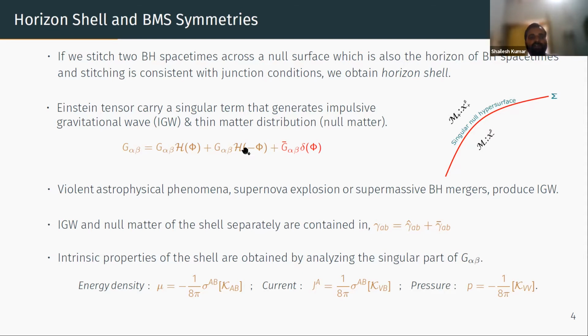These physical phenomena could be violent astrophysical events, such as supernova explosions or supermassive black hole mergers, which produce impulsive gravitational waves. Keeping in mind consistency with the junction condition, we arrive at the intrinsic properties of the singular null hypersurface, which are written in terms of the extrinsic curvature. These intrinsic properties are the surface energy density, surface current, and surface pressure.